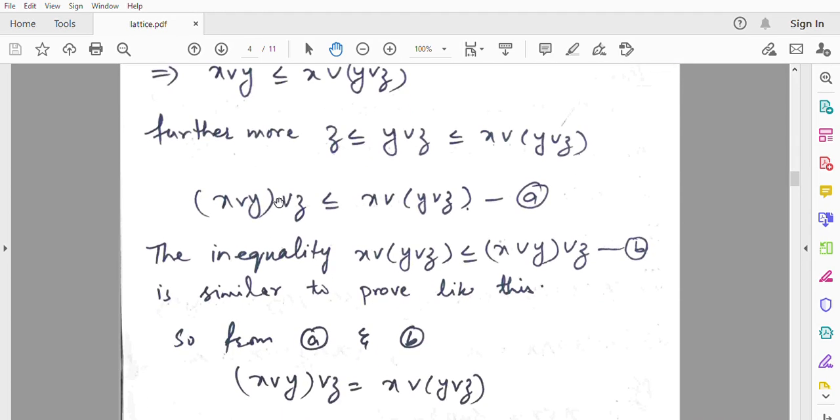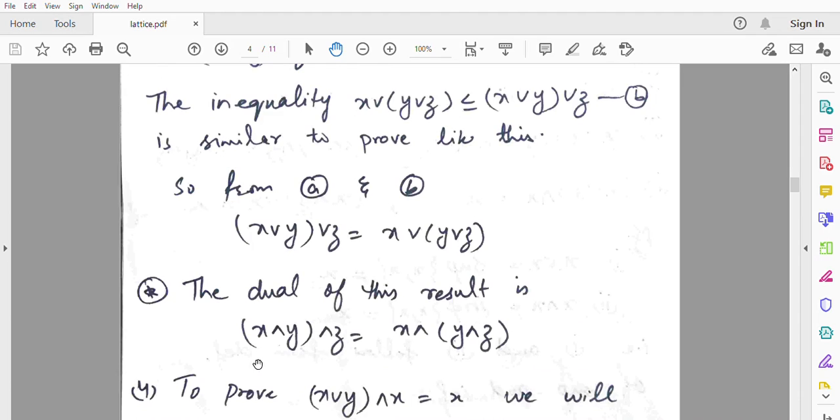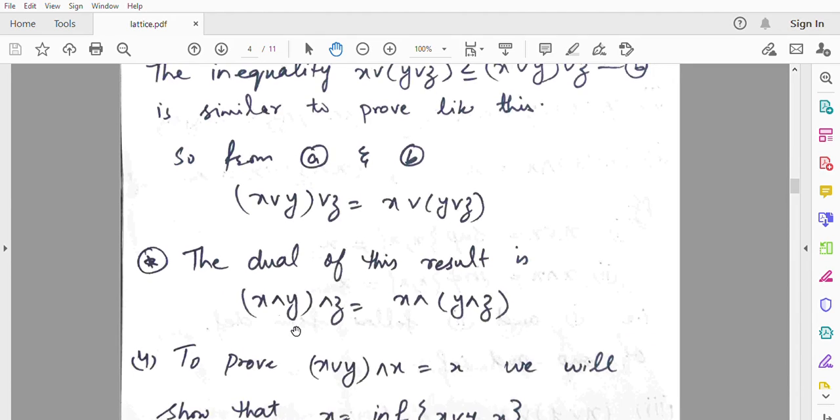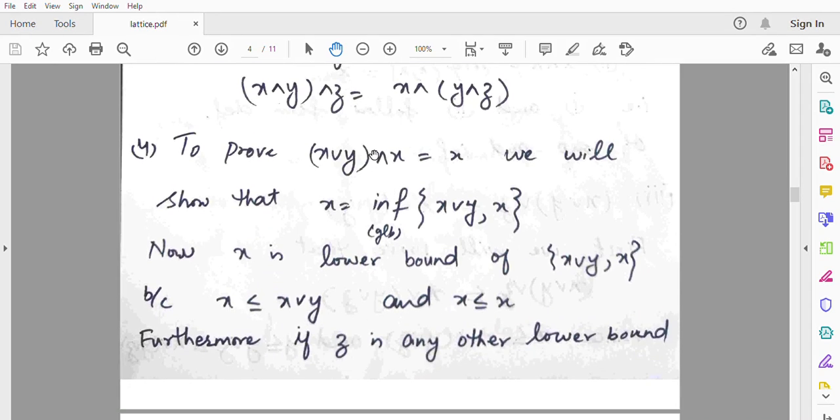Now we have shown that x sub y sub z is preceded by this element. On similar lines, we can also prove that x sub y sub z is preceded by this element. So from A and B, we can say that x sub y sub z is equal to x sub y sub z, or x join y join z is equal to x join y join z. Okay, now the dual of this result is x with the inf, or meet, symbol actually. So we don't need to prove this as it is the dual of this thing, and we will consider duals to be true.